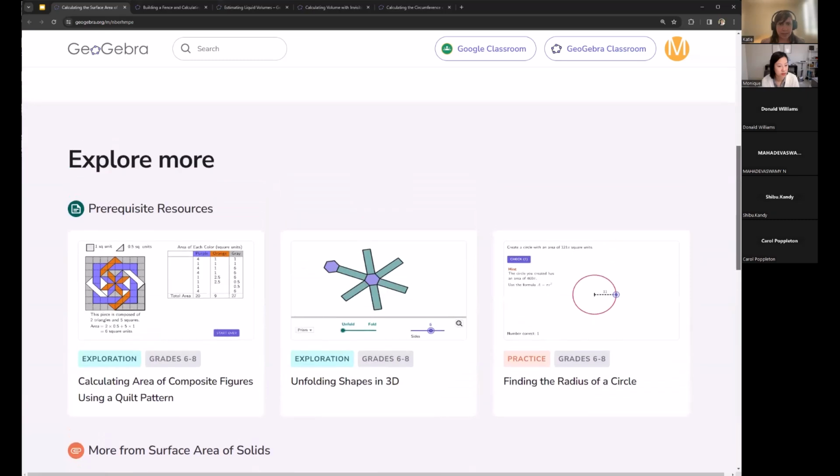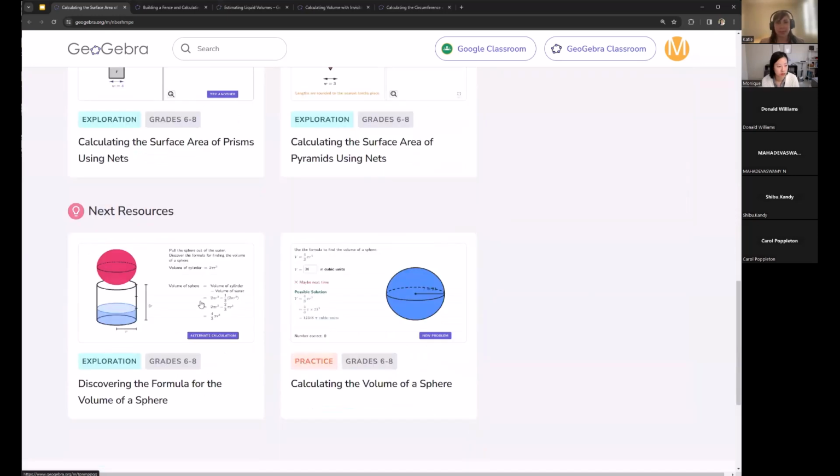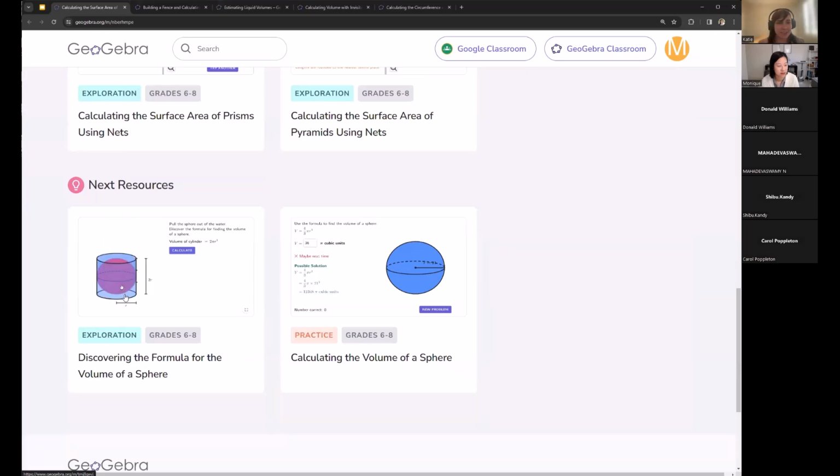And yeah, so some of them, that looks familiar, the quilt, a prerequisite resource. We've got more that are in the same category, and then even ones, if you want to build off of this and you want to keep going, there's next resources. Oh, hey, that one looks familiar. The one on the left there, I'm actually going to be posting to GeoGebra social media tomorrow. So stay tuned.